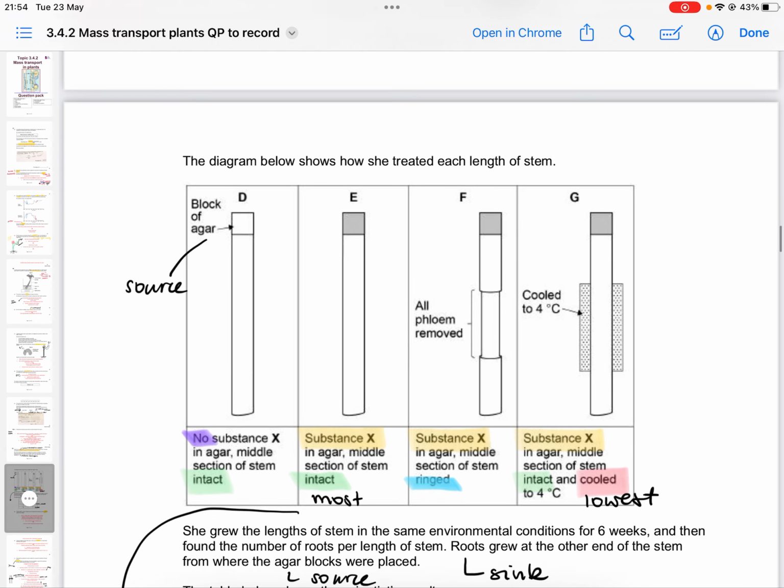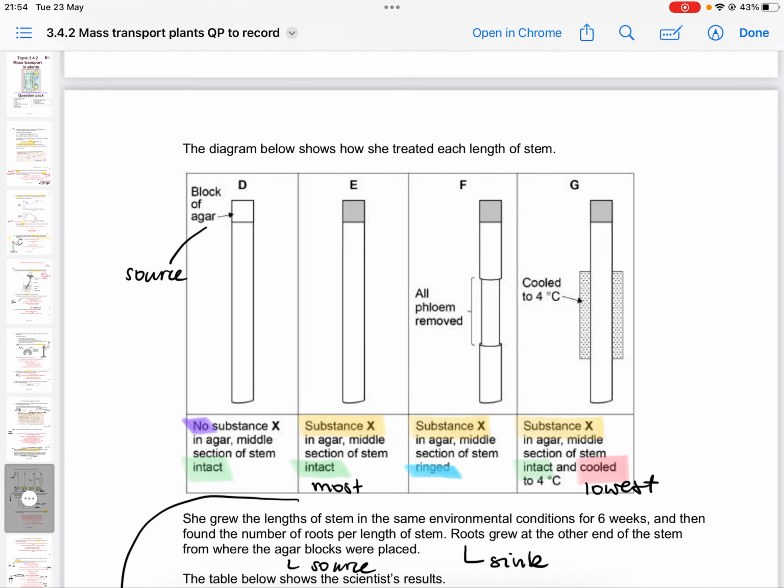What I've done later on with those setups is color-code them to show you what the differences are, and I'd suggest doing it because it's shaded where you can see what's different. So for instance, D could act as our control because there is no substance X that promotes the growth and the stem is intact. E has a substance, the same conditions remain as in D. F shows you the aspect of the ringing experiment, so the phloem has been removed from there. And in G, we've got the effects of the lower temperature.